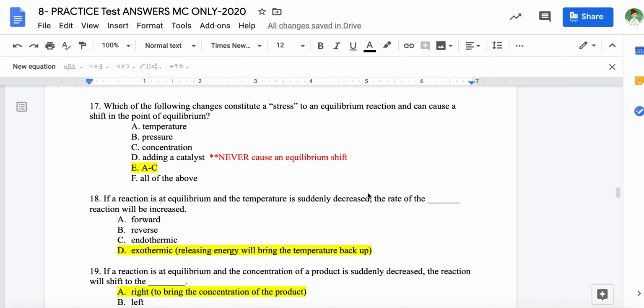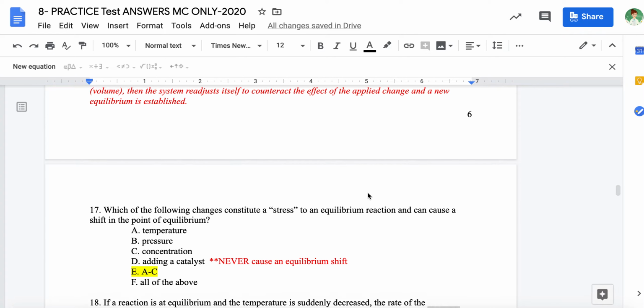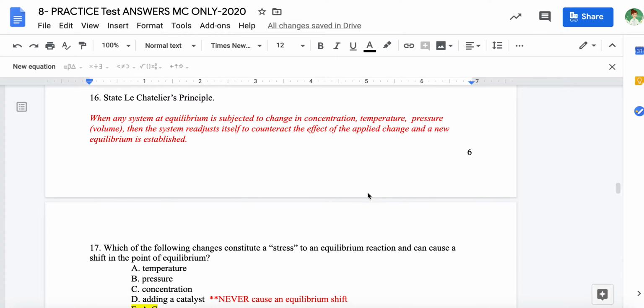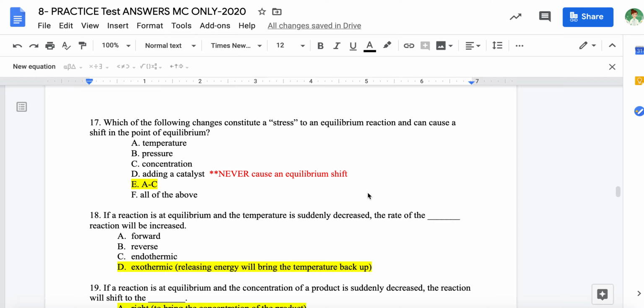Now we're getting to some questions about Le Chatelier. The big idea from Le Chatelier, which I know is back here in 16, is that when a system is at equilibrium and it is subjected to a stress of temperature, pressure, or concentration, it will respond to counteract that stress and reestablish a new equilibrium. Remember, temperature, pressure, and concentration will cause a shift. Catalysts never cause a shift. And of the temperature, pressure, and concentration shifts, only temperature changes the value of the equilibrium constant.